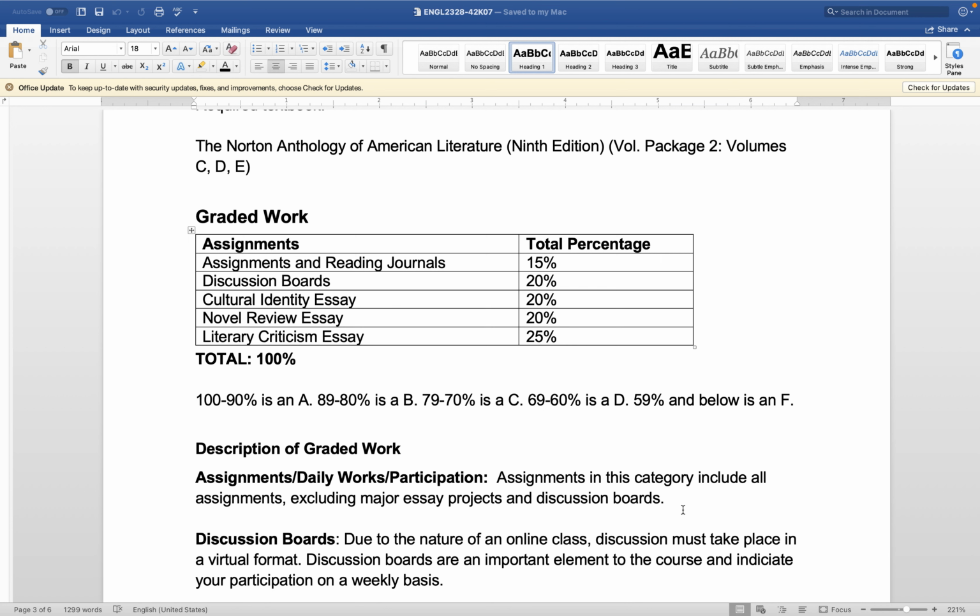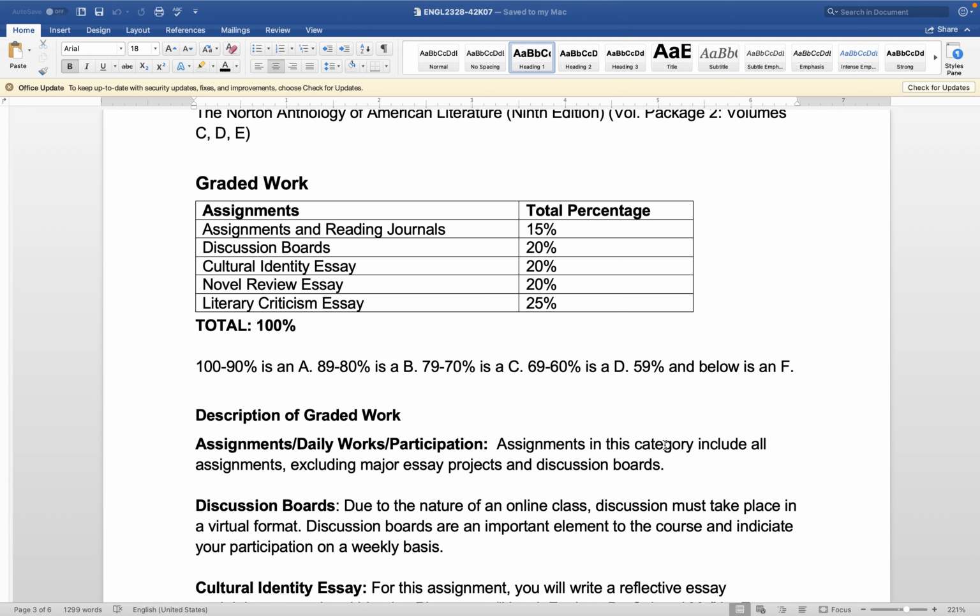The next category here is your discussion boards. Because this is an online class, we will really be using these discussion boards a lot to discuss what we are reading and big ideas that are brought up in the things that we are reading. And then you have 3 essay projects. So you're going to write a cultural identity essay. We're going to read a really great essay written by one of my favorite authors, Zora Neale Hurston, and she writes an essay called How It Feels to Be Colored Me. And so you are going to write an essay about what you feel about your cultural identity.